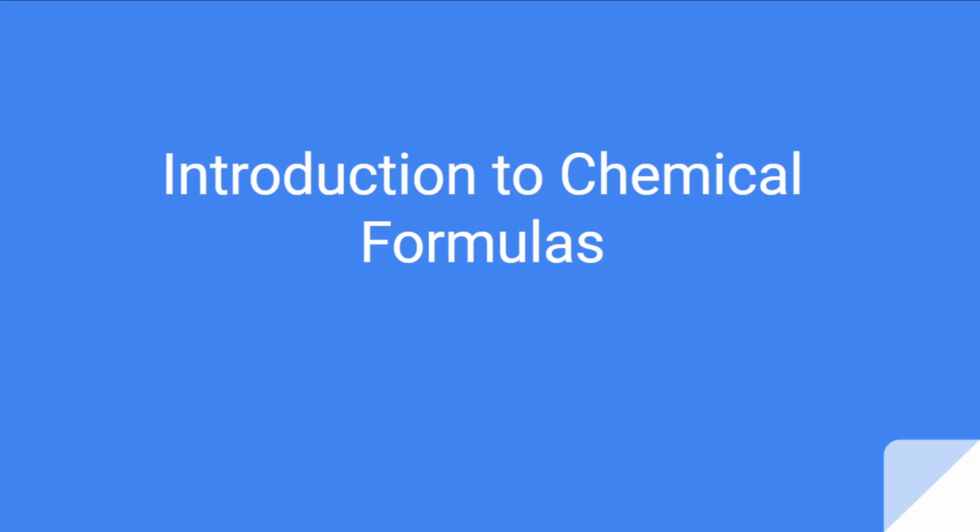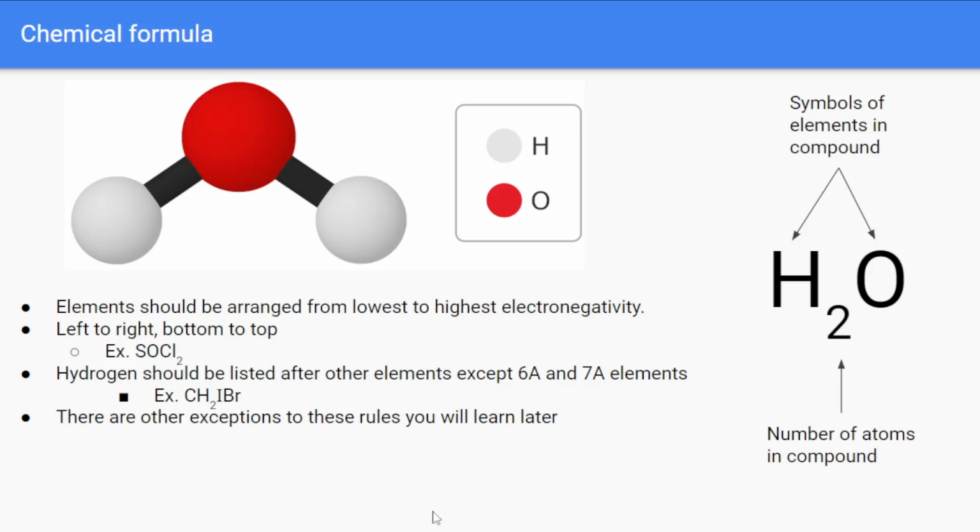In this video, we'll discuss how to write and analyze chemical formulas. Chemical formulas represent the elements in a compound. You have the symbols for each element, and then you have subscripts that tell you how many atoms of each element you have. So in this case, we have hydrogen and oxygen, and the 2 only represents the number of hydrogens. So the subscript will follow the element that it represents.